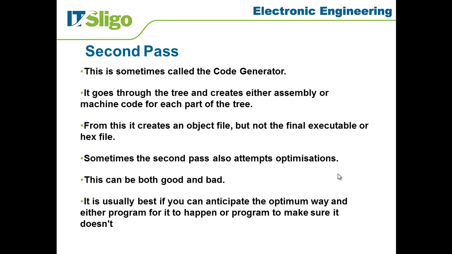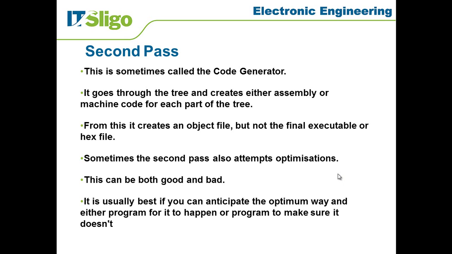They're known as object files, or sometimes .obj, but they also have other extensions depending on what compiler system you're using. But it's important to realize this is not the final executable. It's not the final hex file or the .exe file, depending on what system you're on. Sometimes the second pass also attempts some optimizations, and this is where it thinks that it can do things a little bit more efficiently than you have written it.